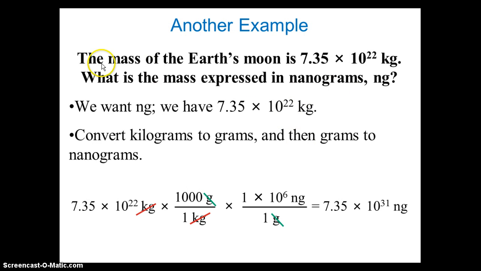Another example, the mass of the Earth's moon is 7.35 times 10 raised to 22 kilograms. What is the mass expressed in nanograms, ng? Now we want nanograms and we have kilograms. So we first convert kilograms to grams and then grams to nanograms. When we have 7.35 times 10 raised to 22 kilograms, the way we set up the unit factor, 1 kg equals 1000 grams. So first we convert kilograms to grams, and then we know 1 gram has 10 raised to 6 nanograms. So when we cancel, whatever answer we get is in nanograms.